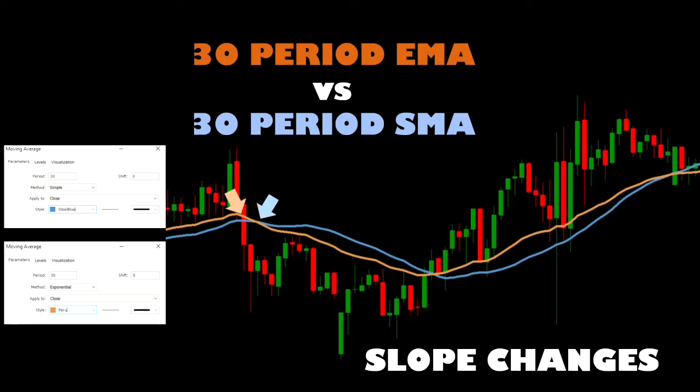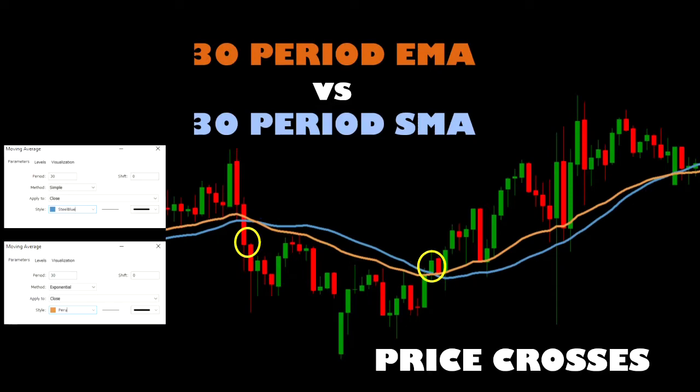If you are purely going on the slope, being upward or downward as your entry signal, well then the brown EMA would catch that big candle right there for a better chance of profits, where the simple moving average would actually miss a chunk of it. Same on the other side as well, the EMA catches a little more of the early move compared to when the SMA turns up.